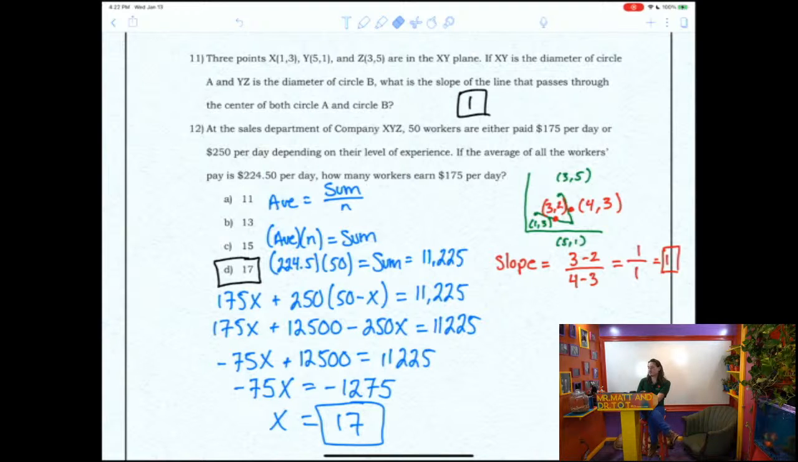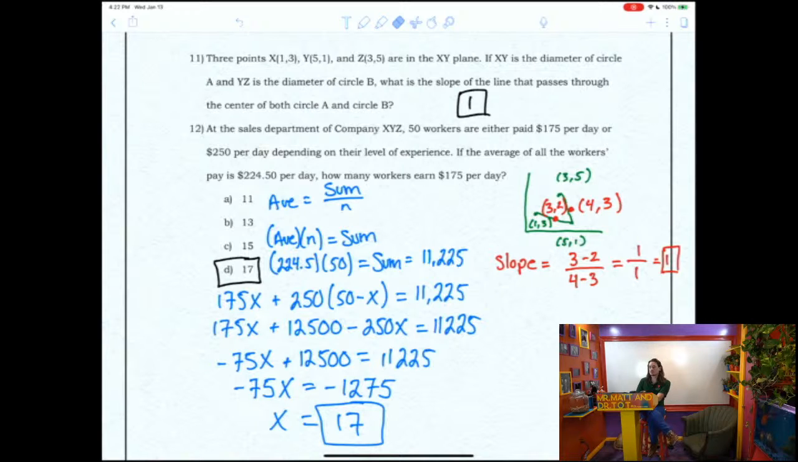Solving for the slope between these two points, we're going to have y2, which is 3, minus y1, which is 2, divided by x2, which is 4, minus x1, which is 3. 3 minus 2 is 1. 4 minus 3 is also 1. 1 divided by 1 is 1. So the slope and answer to number 11 is 1.